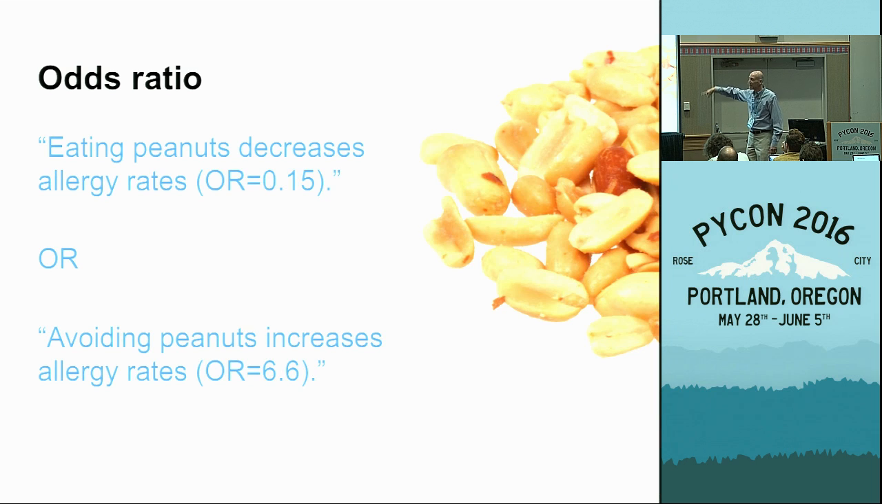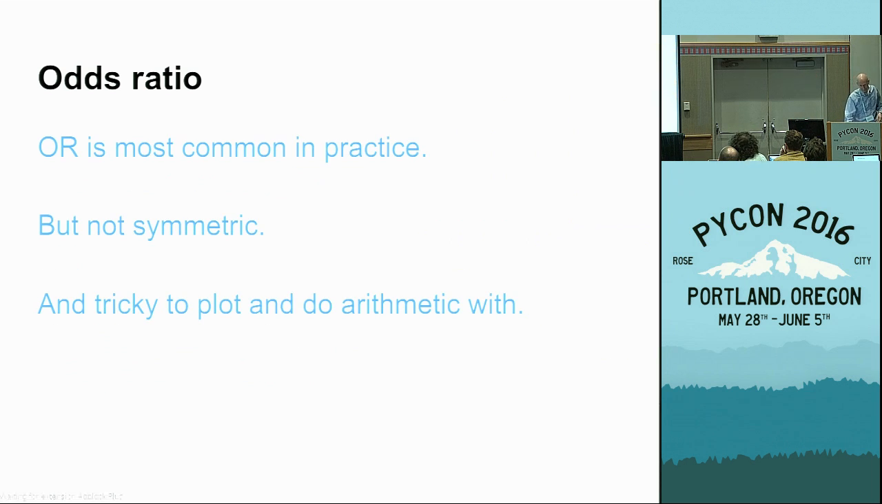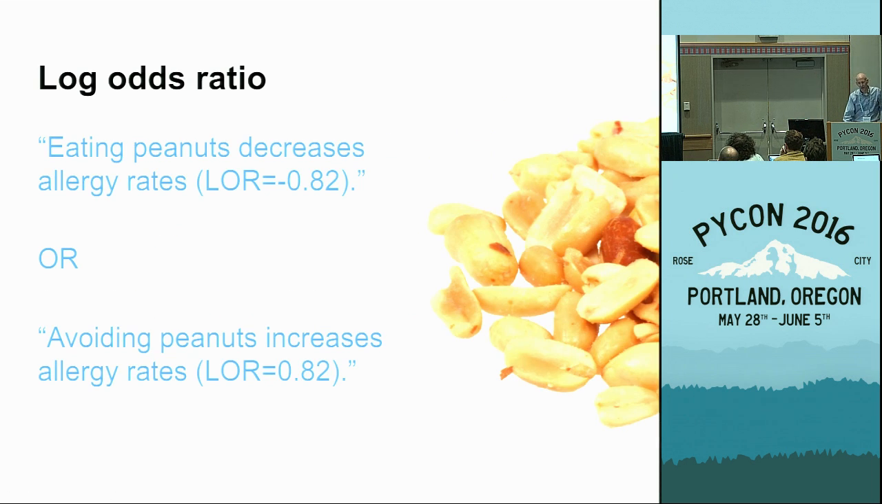Now, you'll notice that one of these is the inverse of the other. So 1 divided by 0.15 is 6.6. So if you know what you're doing, you can look at one of these and figure out the other one. And by and large, doctors are kind of used to thinking in terms of odds ratios, so they've got this figured out. But it's not symmetric. And the alternative is a log odds ratio, usually LOR. And this is just the logarithm of the number before. And in this case, it is now symmetric except for the minus sign.